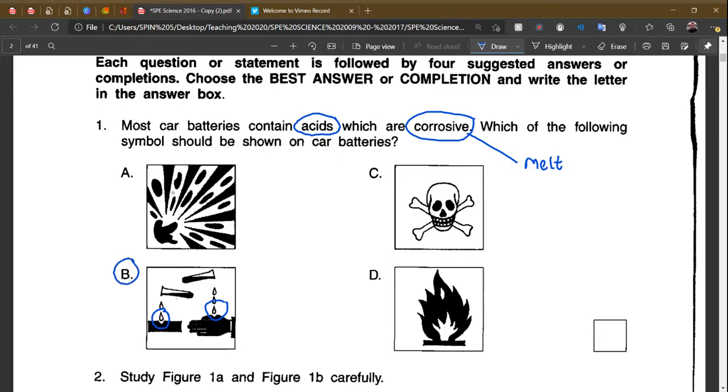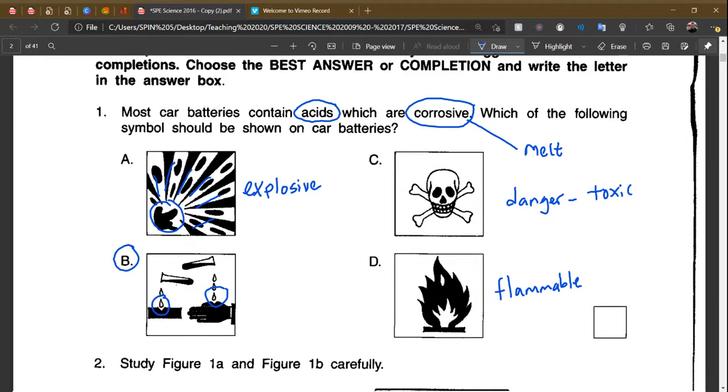But just to double confirm, A, you can see that this is an object and it explodes. So this is explosive. D, you can see the flame there making fire. So this is what we call flammable. And C, every time you look at the skull, it means it's dangerous, and we use the word toxic to define this symbol. Okay, so the answer is B, corrosive.